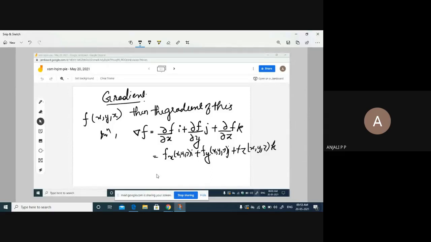So f will be given to you, f of x, y, z is a function of x, y, z. Then you have to find the partial derivative of f with respect to x, and f with respect to y, and f with respect to z. The partial derivative of f with respect to x means what? We are finding the derivative of f with respect to x, but we are considering the variables y and z as constant.